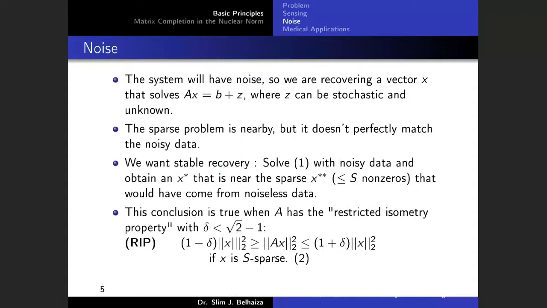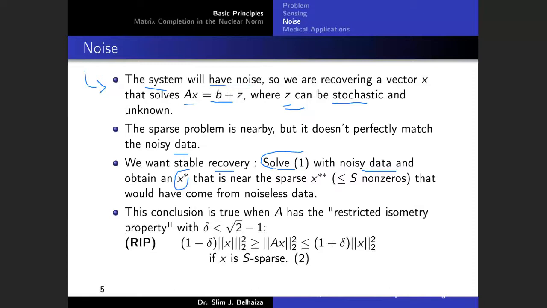So the system, in fact, will have some kind of a noise. So we are trying to replace X that solves AX equals B plus Z, where Z can be stochastic, of course. I'm talking about the noise and unknown. So the sparse problem is nearby, but doesn't perfectly match the noisy data. So what we want is a stable recovery. So first of all, we solve the noisy data and obtain an X star.